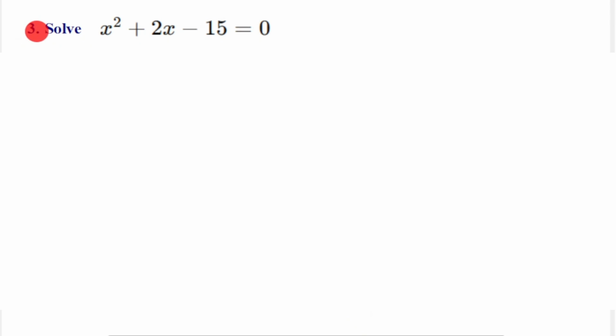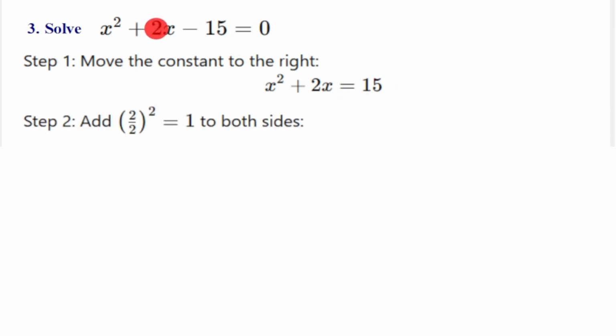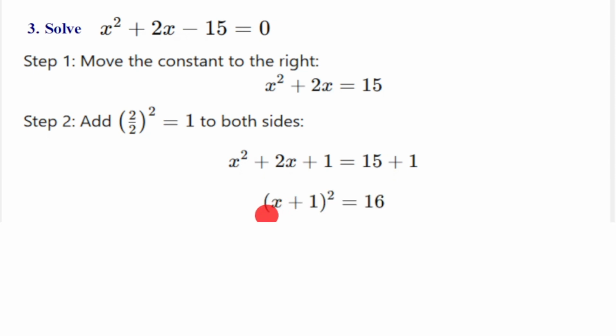Let's continue. 3. Solve x squared plus 2x minus 15 is equal to 0. Step 1. Move the constant to the right. Always, just don't forget this one. So when we move minus 15 to the right, we get positive 15. The coefficient of x is 2, half is 1, 1 squared is 1. Then add 1 on both sides and change this quadratic into a perfect square. So when we change into a perfect square, we get (x plus 1) squared, and 15 plus 1 is 16.